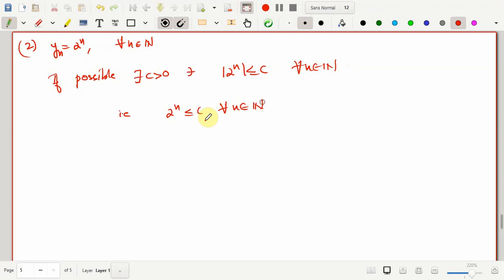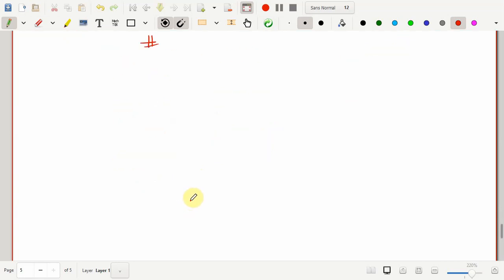Fine. Now we know that 2 raised to n is strictly greater than n. So this says that n is also less than or equal to C for each n belongs to N. That's a contradiction, because it's just like the similar one. So this actually says that the sequence xn equal to n is also bounded, which is not true. So these are some examples of unbounded sequences. You can construct some more examples to this idea.